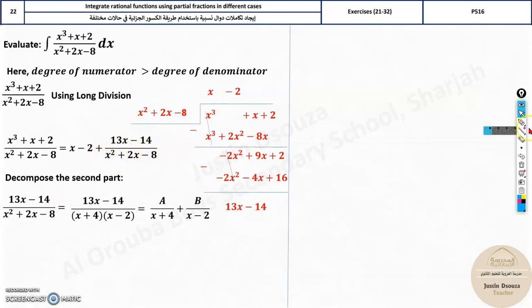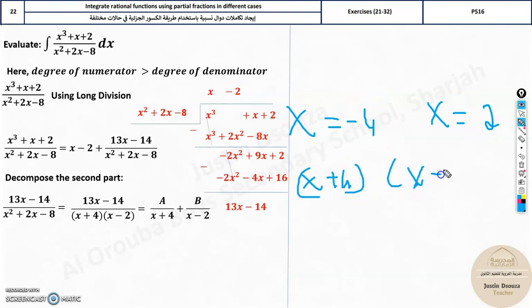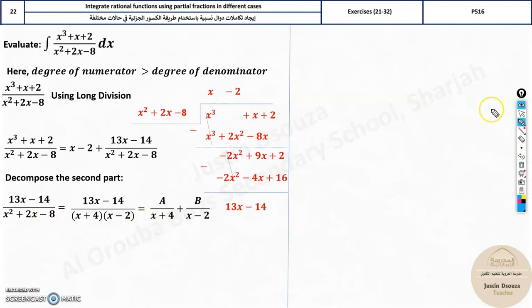How do you get this? Use the calculator mode 5 and 3 and find the answers. You will get the calculator answers as x equals minus 4 and positive 2. You need to take them inside. The factors will be x plus 4 and x minus 2. This is it. And then write it. A is an unknown constant, and B is an unknown constant. We need to solve them. How do we do that? Multiply with the other term.